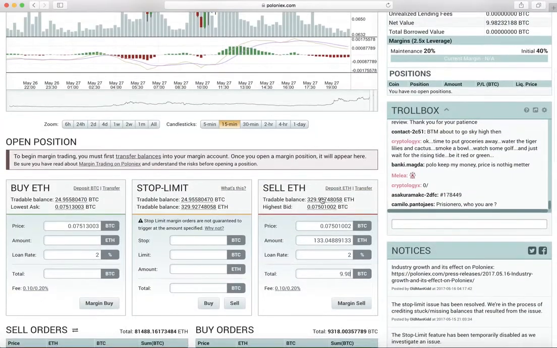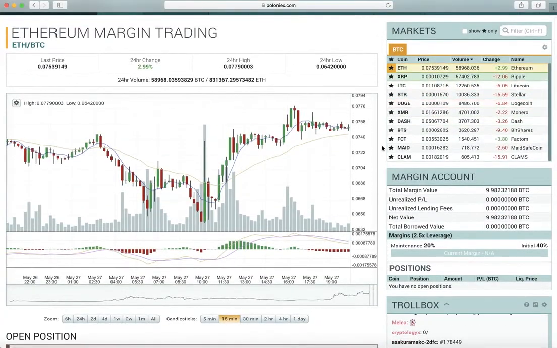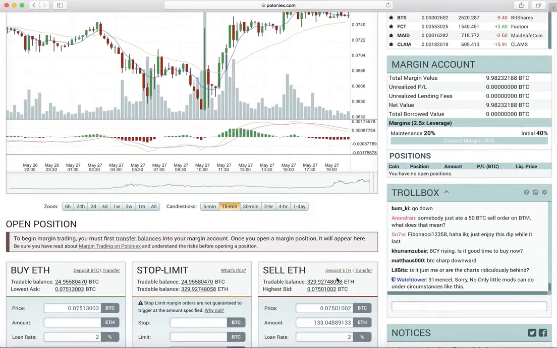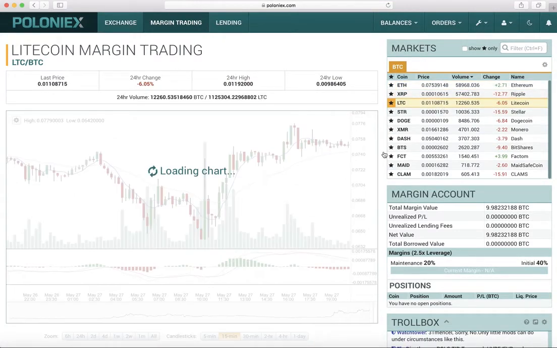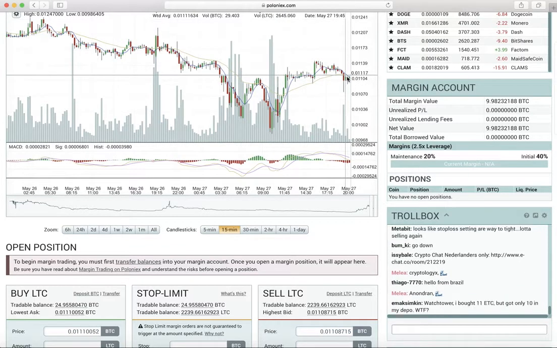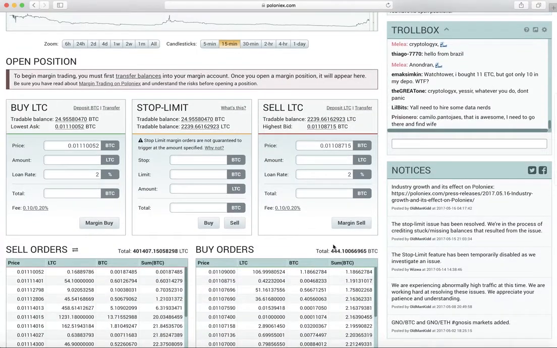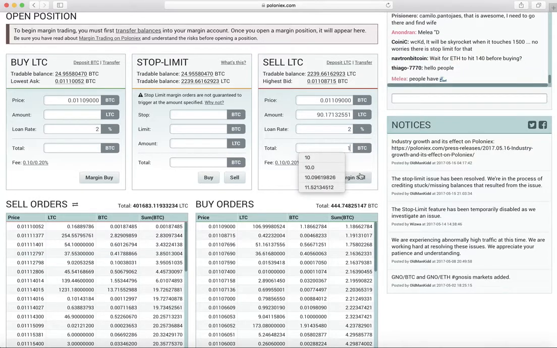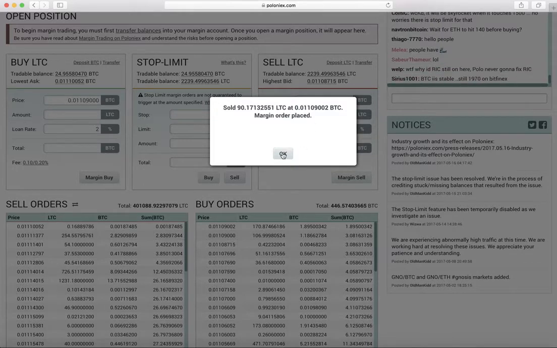Shorting is borrowing. It's essentially selling money that you don't have. So when you move the money to the margin trading, you are able to borrow Ethereum or whatever coin. I mean, if you look, if I click Litecoin, even though I don't have any Litecoin, I would be able to sell it. Litecoin actually looks like it just went into a downtrend. So let's just, you know what? I'll sell 1 Bitcoin of Litecoin just to show you guys what I mean. Okay, so margin sell. Sold 90 Litecoin. See, that was Litecoin I did not have.